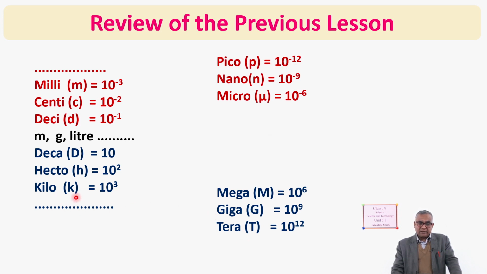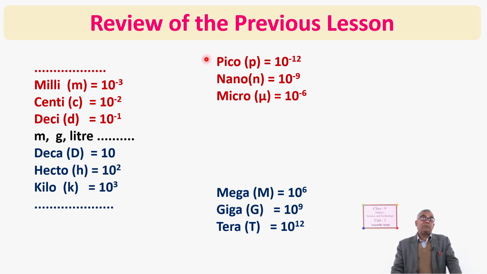And here, bigger than kilo, mega, capital M, 10 to the power 6. Giga, capital G, 10 to the power 9. And tera, capital T, 10 to the power 12. Not only that, there are some bigger ones also. I told you after tera there is peta, 10 to the power 15, exa, 10 to the power 18. Like that, smaller than pico is femto, F-E-M-T-O, femto, and its value is 10 to the power minus 15.